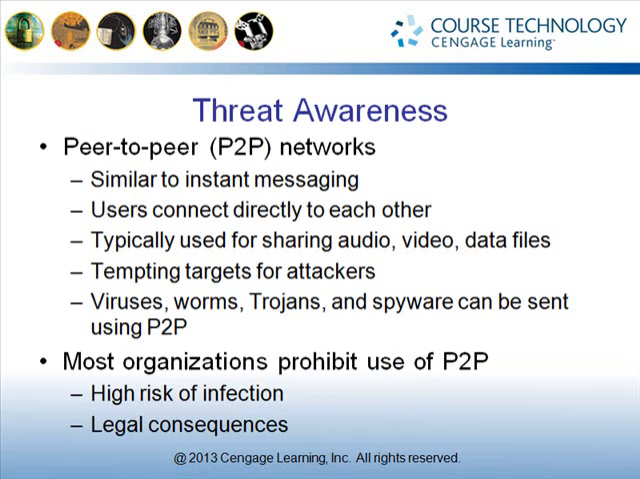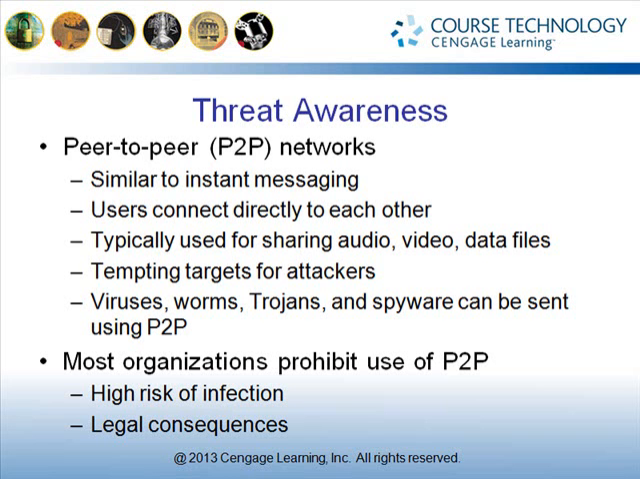Threat awareness. It's not uncommon for users to be just unaware of the security risk that something that they do, or something that a technology just recently introduced, may pose to them. Two examples that we'll look at are peer-to-peer networks and social networking.